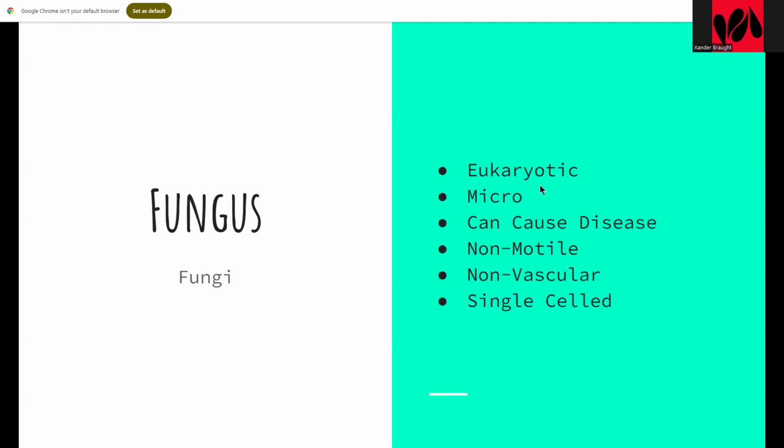Fungus are also eukaryotic. They're also very small, so they're micro, can cause diseases for larger organisms. Non-motile, so it's not a mobile creature or thing. Non-vascular, so does not breathe, and is single-celled.